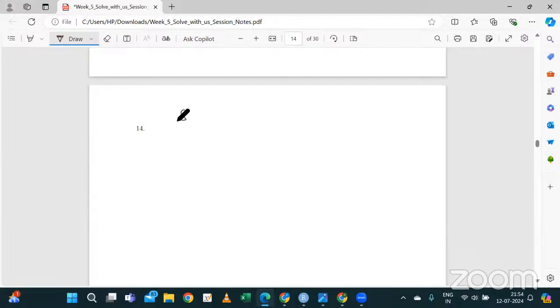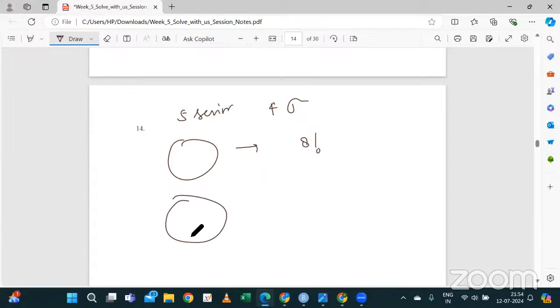So you have 5 seniors and 4 juniors around a circular table. In how many ways can we do that? 8 factorial, right? Without any condition, I can do 8 factorial. Now the condition is that all 4 juniors should sit together, right? That means I have 6 different entities, right?